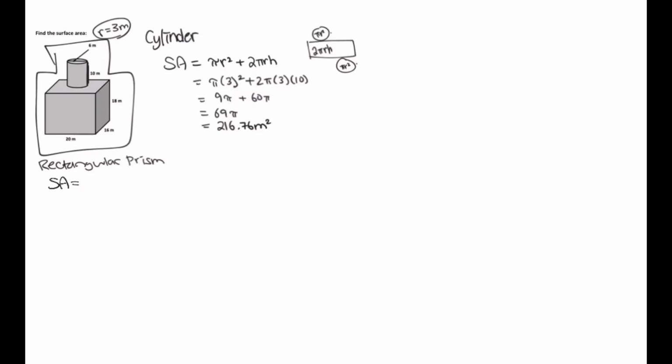Okay, looking at the front, I'm going to have two of these shapes because there's one at the front and one at the back. So I'm going to go 2 times area of the front plus, and let's look at the side. I'm going to have 2 of these sides as well because there's one on the right and there's one on the left side there. Okay, so I'm going to go 2 times area of the side plus, lastly, I have the top.